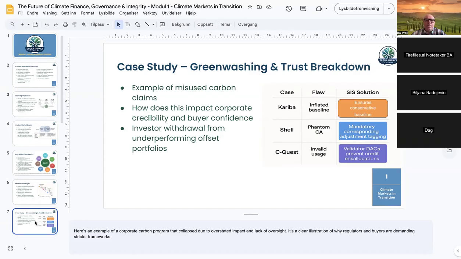The end of this, of course, impacts corporates' credibility. It impacts buyers' confidence, and it ends up in investors' withdrawal from underperforming offset portfolios. And if we take a look at what is happening in the voluntary market currently, we see a lot of registries which are fully withdrawn. We see a lot of retirements that would never reach the Core Carbon Principles.